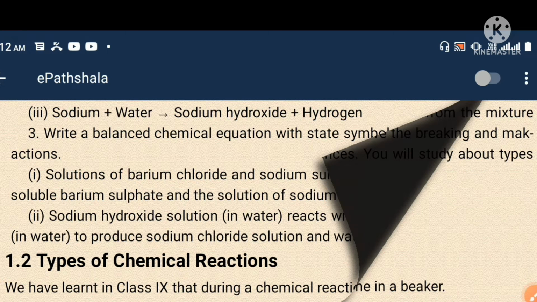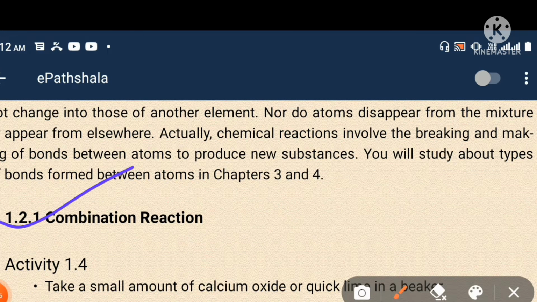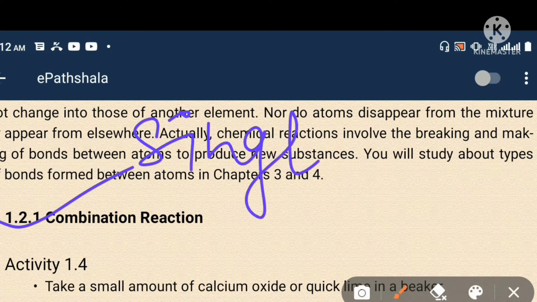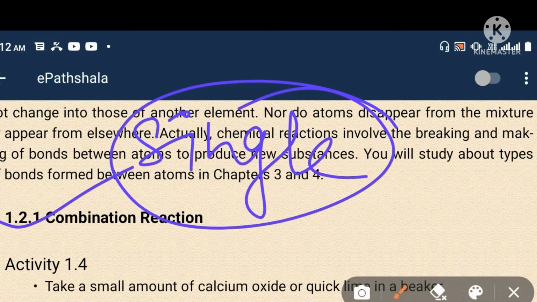First one, that is combination reaction. What is combination reaction? Those reactions in which two or more substances combine to form a single product. Here the product will be single. Two or more substances combine to form a single substance are called combination reaction.